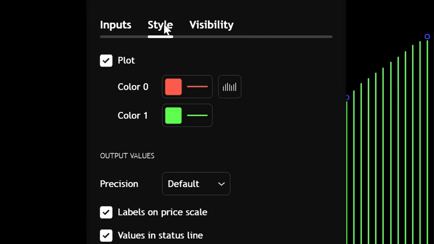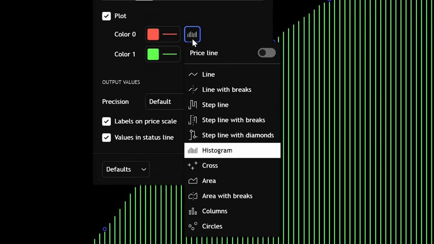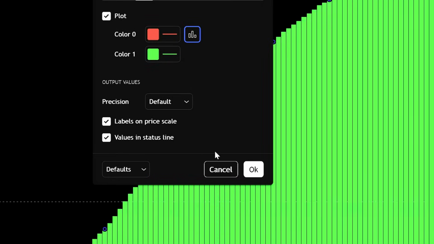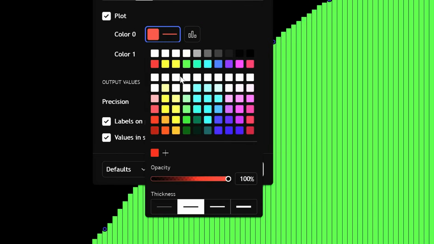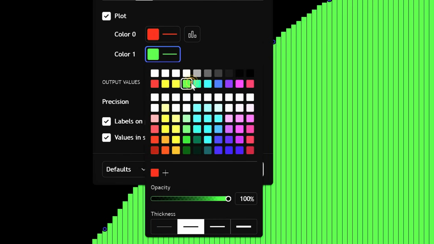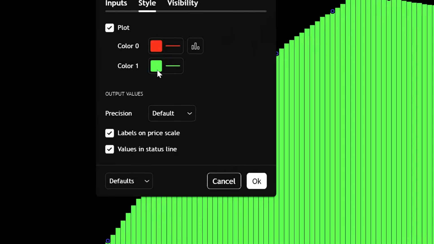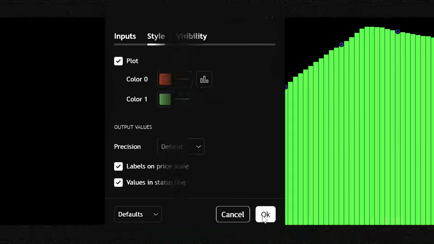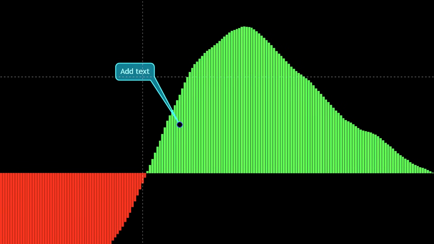Next, we'll pop over to the Style tab. I like to change the plot to columns. I just find it way easier to see at a glance. Then you can set the colors to a simple green for up and red for down. So what does this actually tell us? It's real simple. When we see green bars on the histogram, that's a confirmation that the overall market trend is up and the momentum is bullish. And when the bars are red, it tells us the main trend is down and the momentum is bearish.